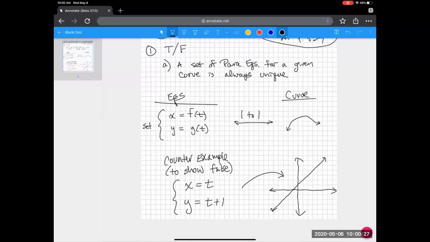Okay, so here we have a set of parametric equations for a particular curve. And so to provide a counterexample to show the statement that says this is always unique is a false statement, you would need to give me another set of parametric equations that is different than the one you've given me here, but have the same curve. So can you follow through with that, Timothy?